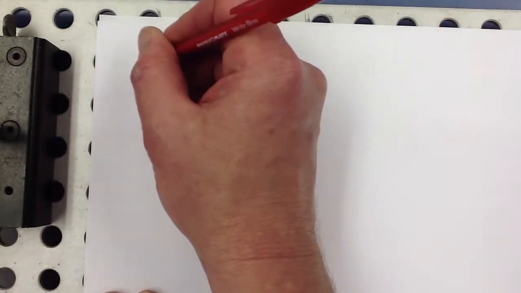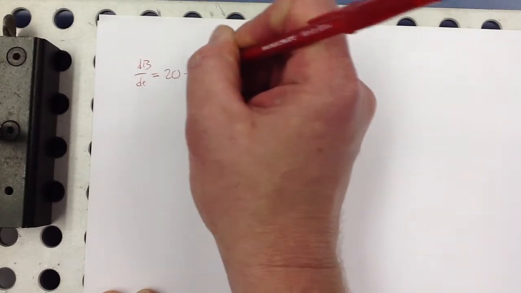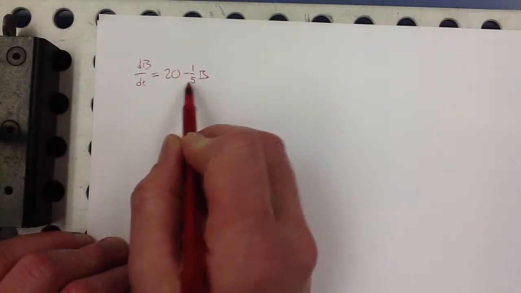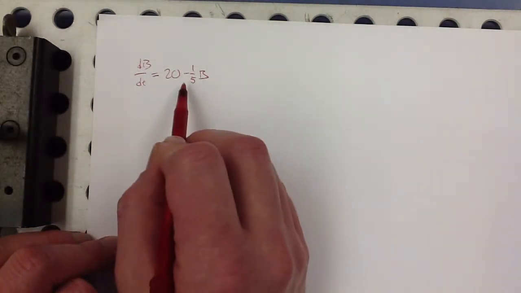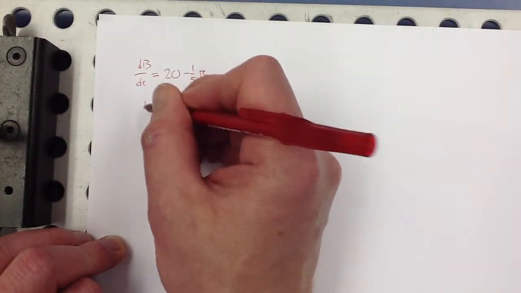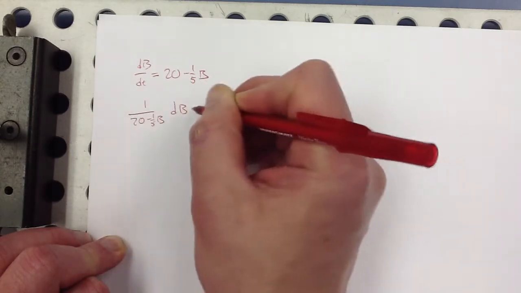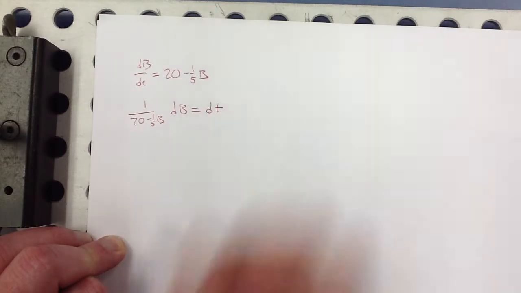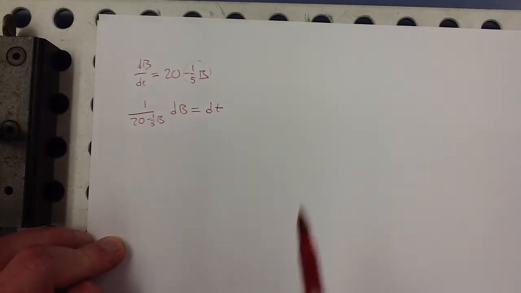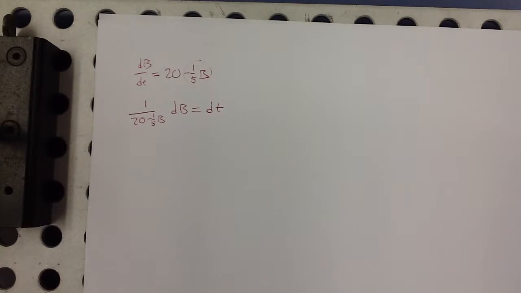So we're starting with this. dB/dt is equal to, I'm going to write it in this form, I like it better like that. Now remember, when you're separating variables, you cannot separate by adding and subtracting. You've got to move this whole thing. So that means we're going to have 1 over (20 minus 1/5 B) dB equals dt. I know it's tempting to just move that, but you can't. You can't move things by adding and subtracting. If you made that mistake, you need to pause right now and try to finish it from here.